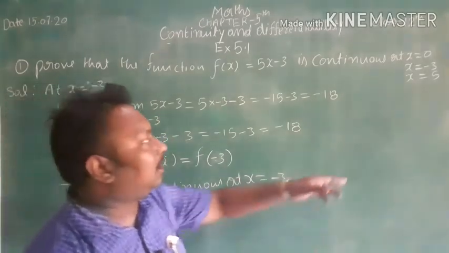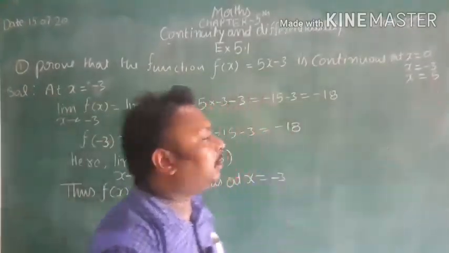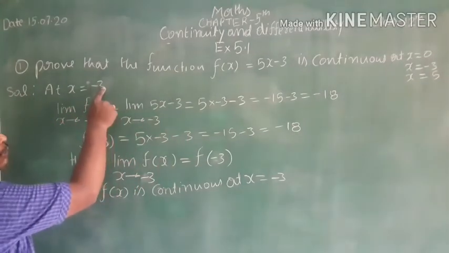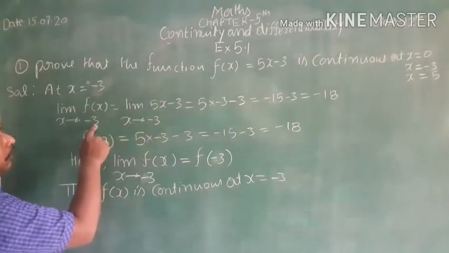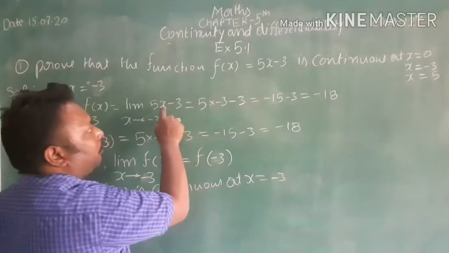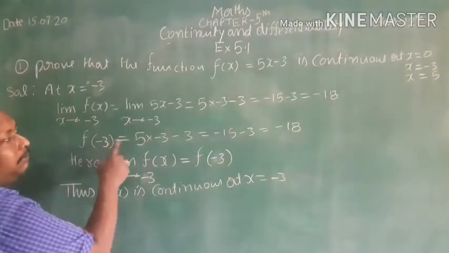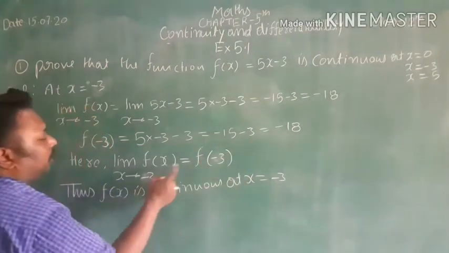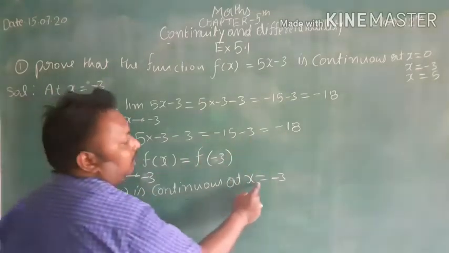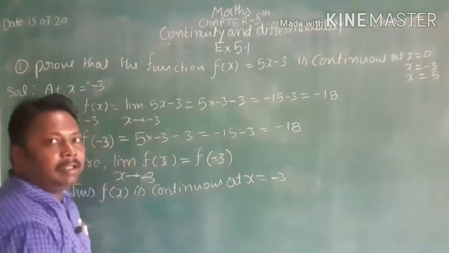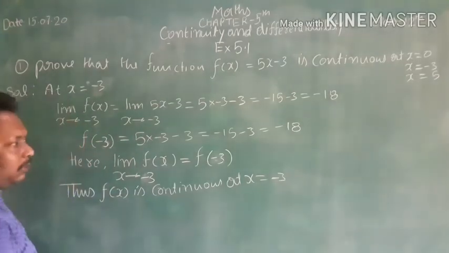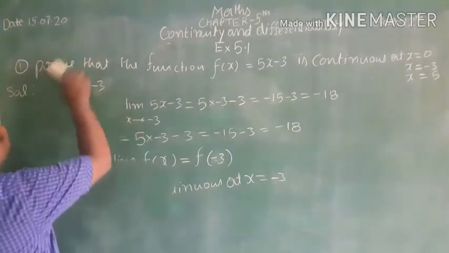Like that we check at x equal to 5. In place of 3 you put 5, and you get the value, and find out the value of f(5). If both are equal, then the given function is also continuous at x equal to 5. Now we solve the next question, question number 2.